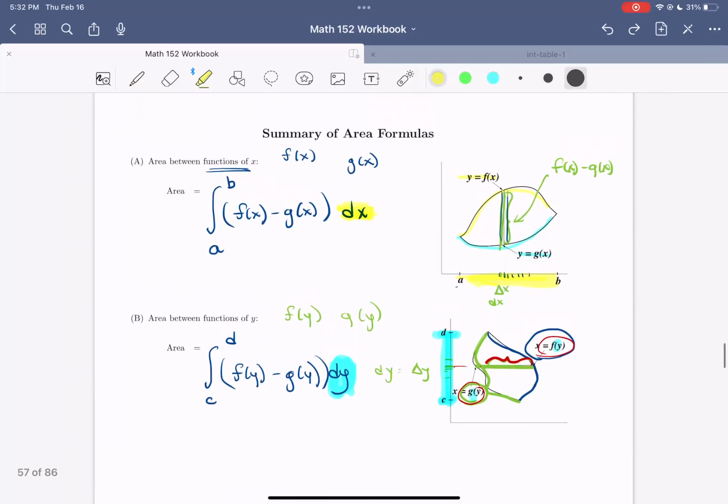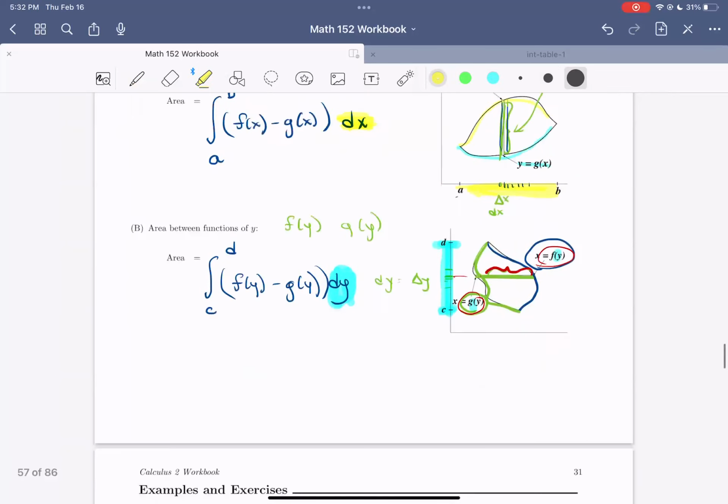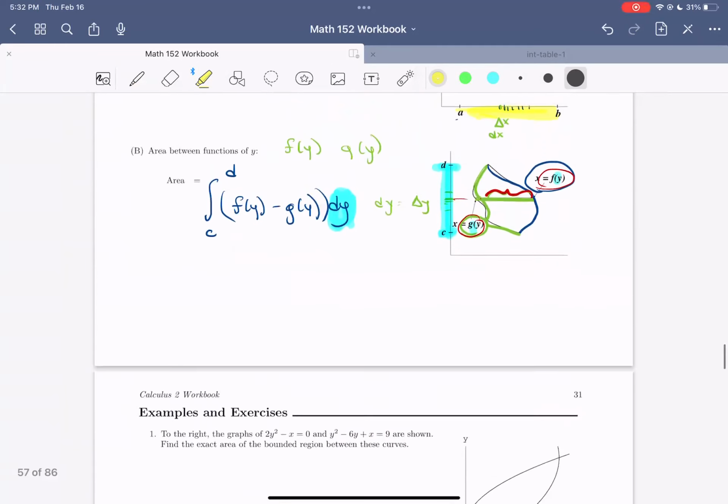Okay, we're going to see some more examples of this as you work through the rest of these examples and exercises in our workbook and also in our homework this week.